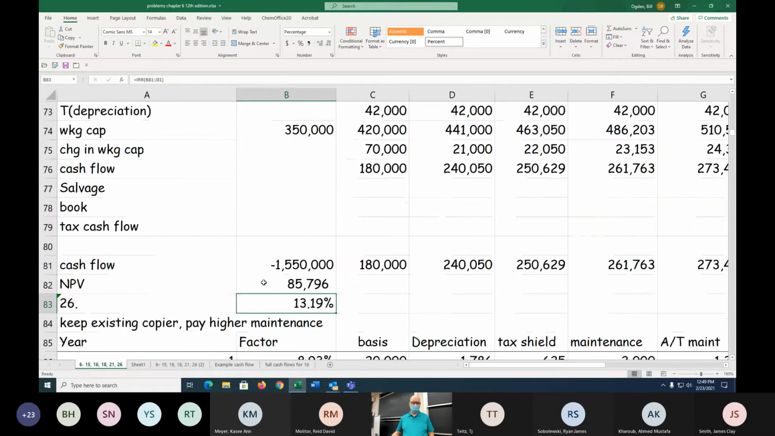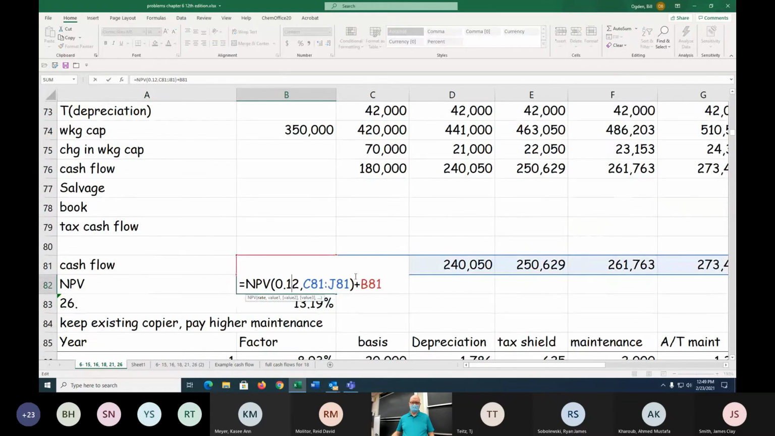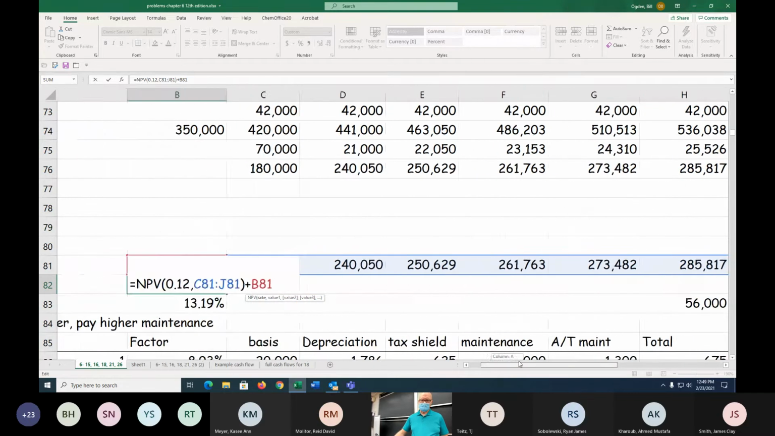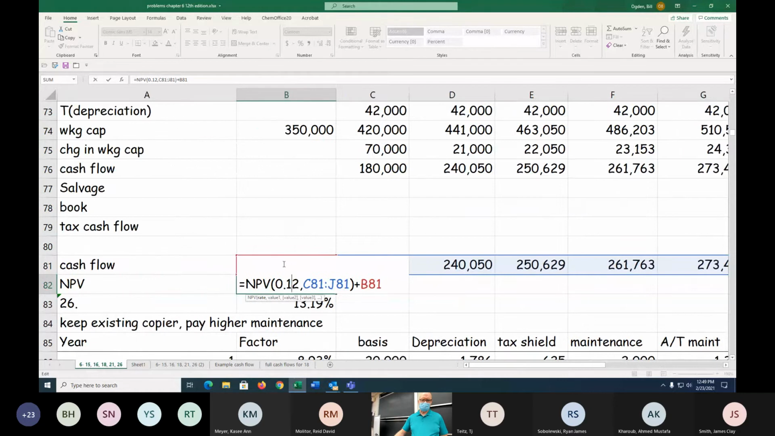So it's just the present value. Now I'll remind you one more time, NPV on Excel is not net present value. So you have to take the present value of cash flows 1 through 8 and then subtract cash flow 0.